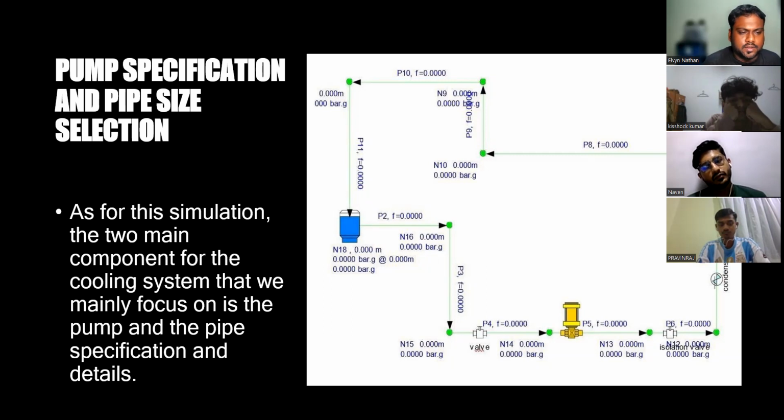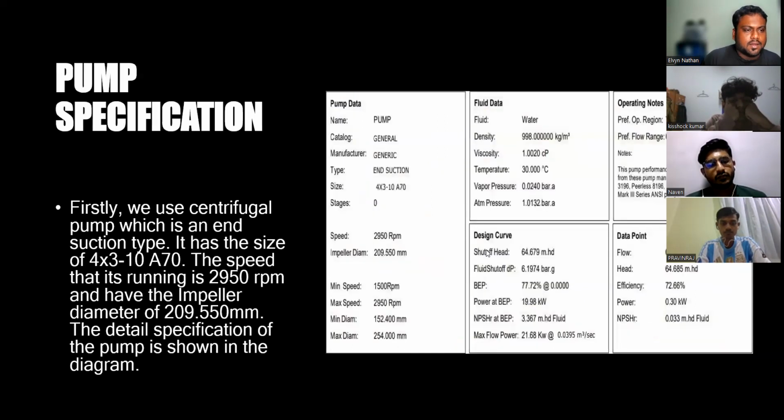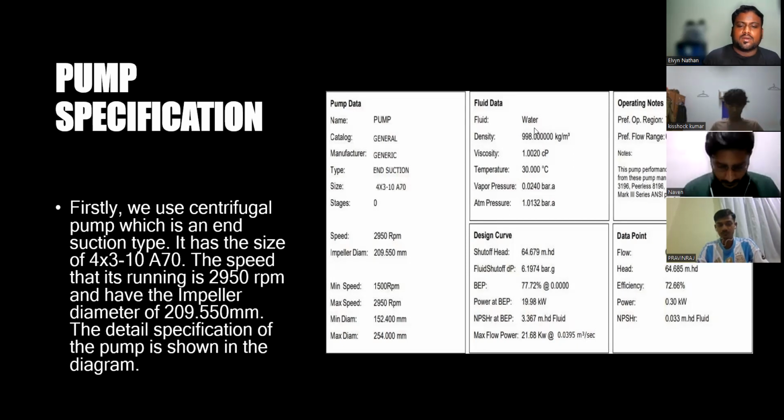So this is our main simulation, and for this we get two main components for the cooling system that we mainly focus on, which are the pipe and pump specification. Our pump specification is firstly we use centrifugal pump, which is a suction type. It has the size of 4 by 3, 10, an area of 70. The speed that is running is 2950 RPM and it has the impeller diameter of 209.550 millimeters. The detailed specification of the pump is shown in the diagram.